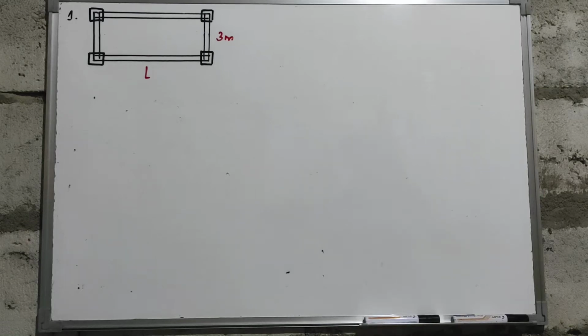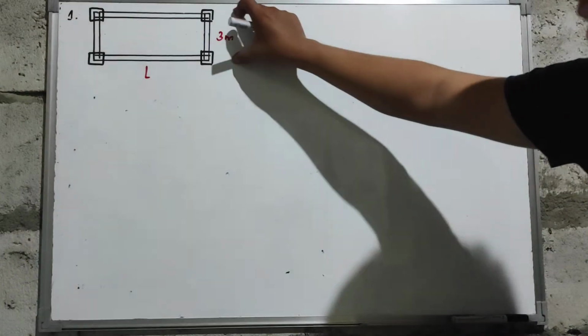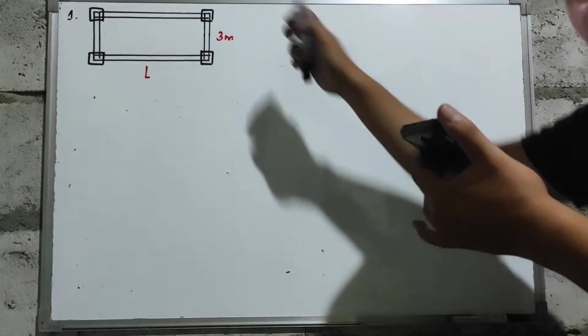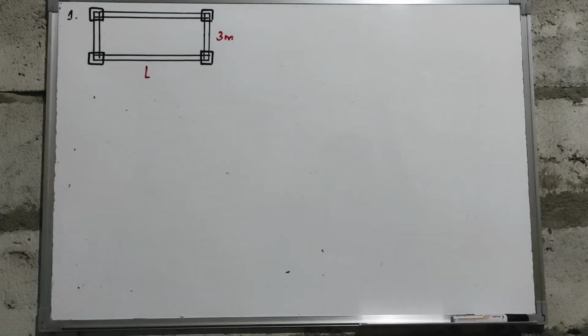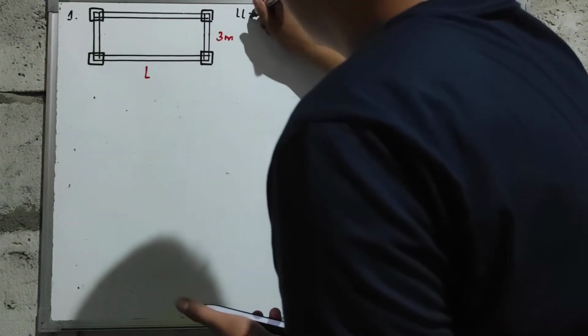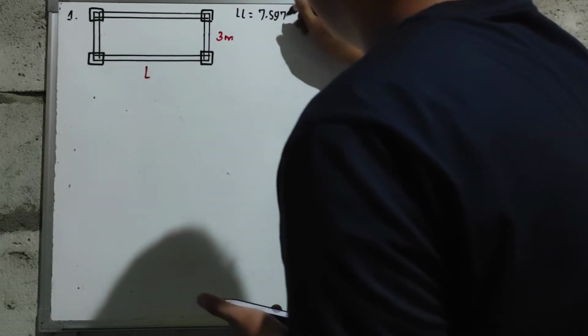So let us now solve sample problem number 1 to discuss more about one-way slab. Design a one-way slab having a simple span of 3 meter. The slab is to carry a uniform live load of... So our given live load, edit lang natin yung nasa module. So the given live load in this problem is 7.597. So meron daw tayong live load na 7.597 kPa.